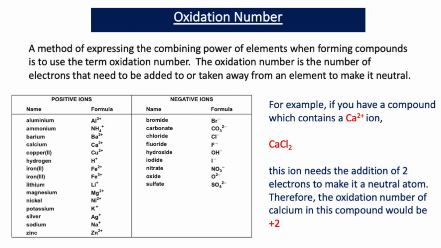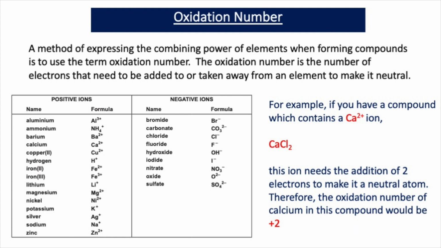Now, the oxidation number has the same value as the charge of the ion. However, when we write the oxidation number, we write the positive charge before the number. So it's +2 instead of 2+. The +2 means that we just need to add 2 electrons to this calcium 2+ ion to make the neutral atom.